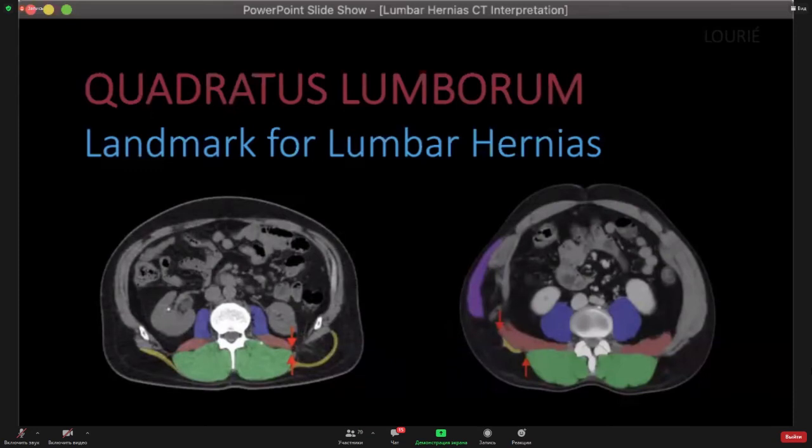So by looking at a single CT slice, you can tell if you're near the area of the superior or inferior triangle, even without having the whole series. You can already begin to guess where you are.